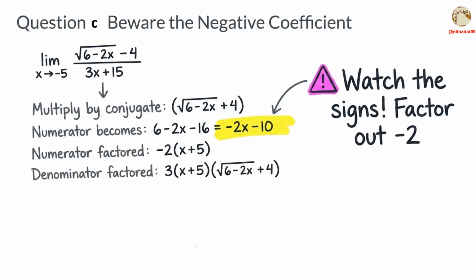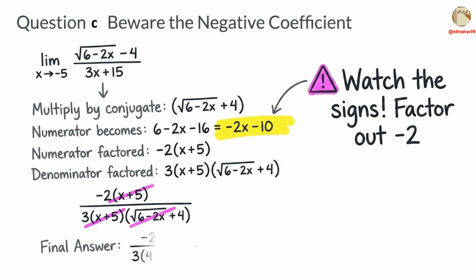After canceling x plus 5, we substitute negative 5. Negative 2 over 3 times 4 plus 4, which equals negative 2 over 3 times 8, which equals negative 2 over 24. Final answer, negative 1/12. Don't let those negative signs trip you up.